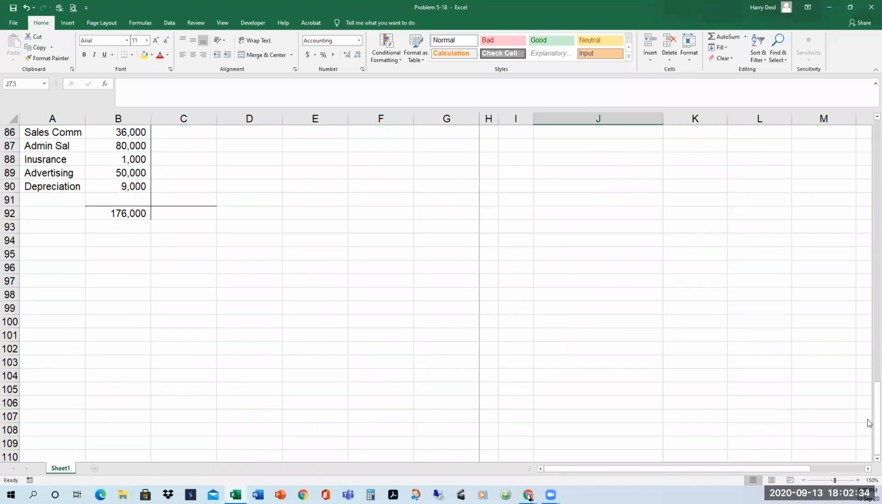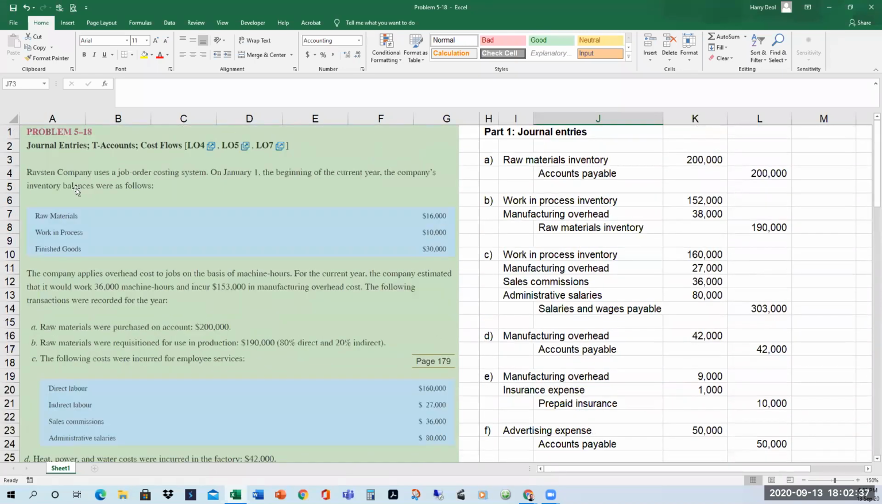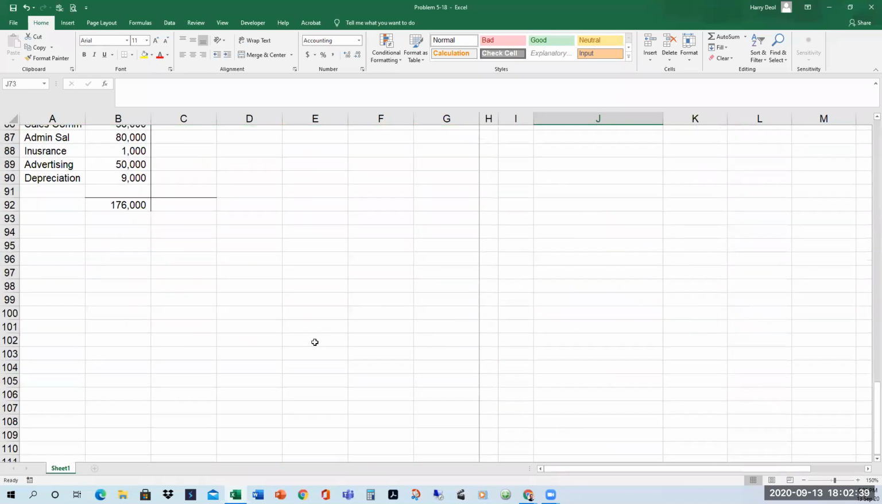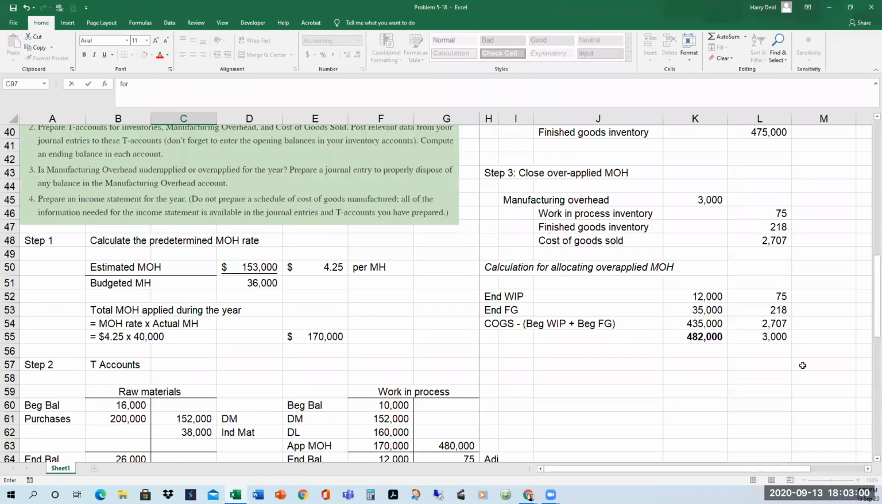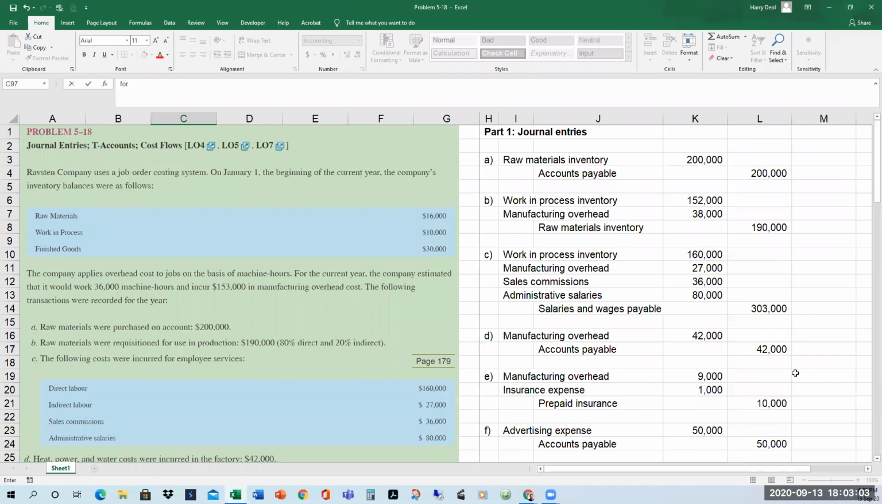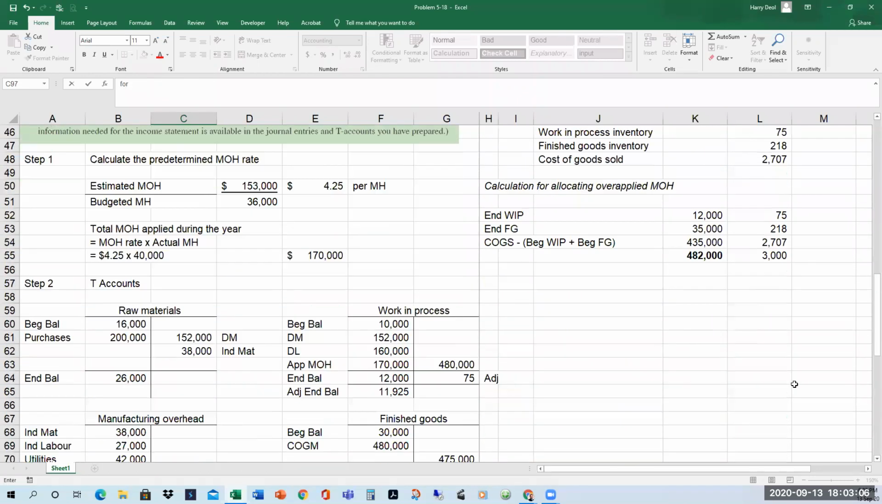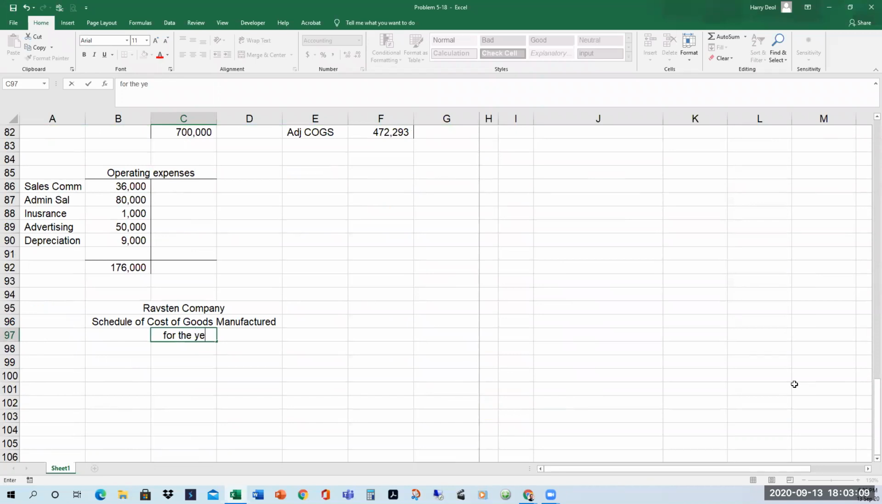So here goes nothing. The company's name was Ravston Company. We are making a schedule of cost of goods manufactured for the current year. We don't know which year this is, so for the year ended December 31st, something.